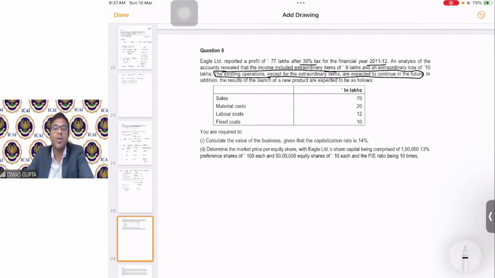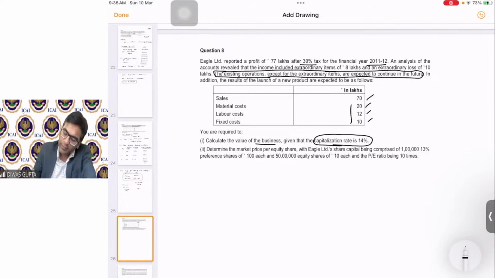In addition, the results of the launch of a new product are expected to be as follows. In addition to this, they are saying that there are some new products that are expected to be launched. These are the details. They are expecting sales of 70 lakhs by incurring a material cost, labor cost, and fixed costs that are given here. You are required to calculate the value of the business given that the capitalization rate is 14%, students.